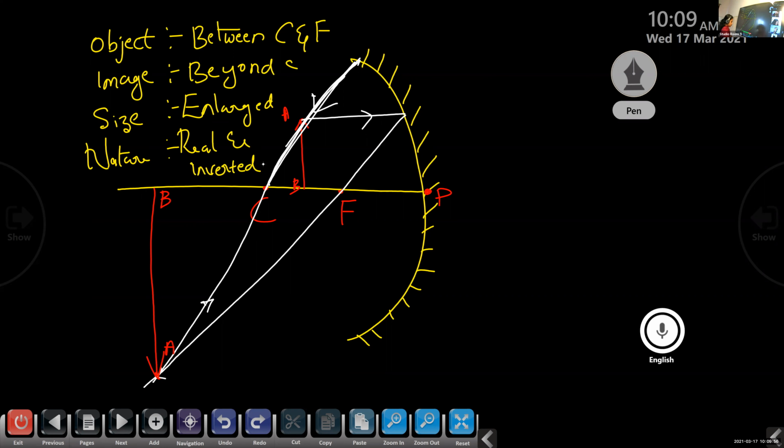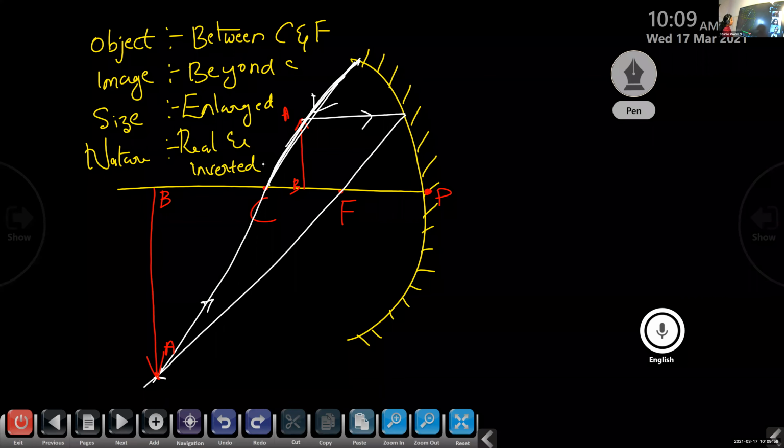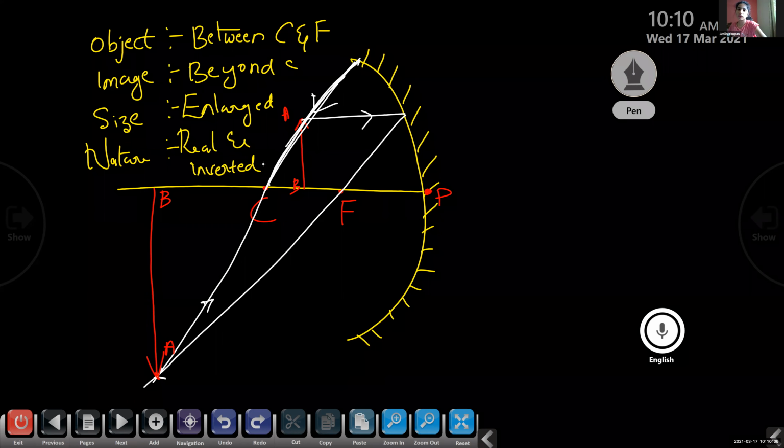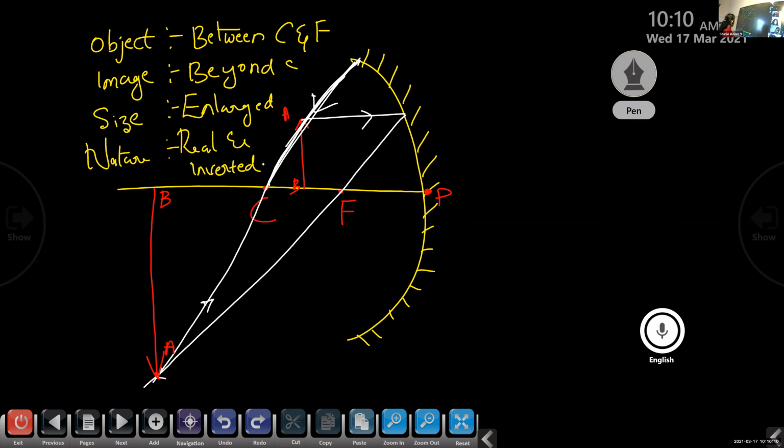Clear? Do you have any doubt in dealing with this ray diagram? Ma'am, the F and C don't go together. Yes, which one? C and F, they don't come together when we draw the line, right?